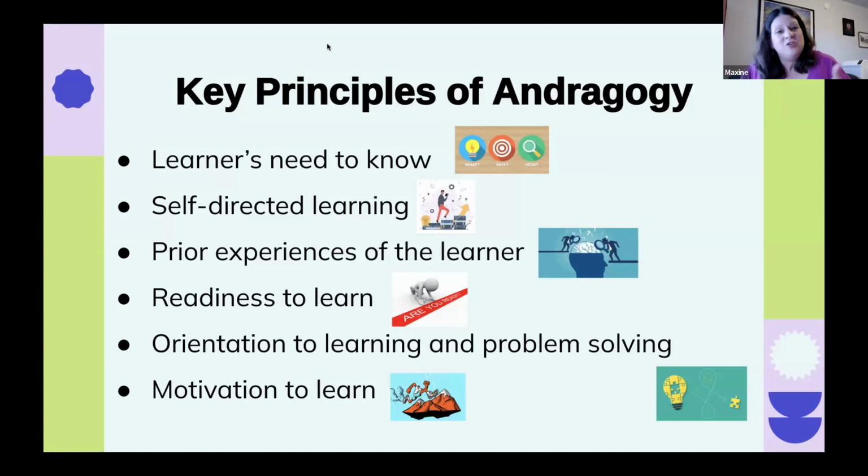Oftentimes, the more control that teachers or adults have on their learning, right? So that, why am I learning it? Oh, I got to choose what I'm learning. When we have multiple sessions at a conference, that's connecting to the learner's need to know because you're choosing where you want to go. That's the first principle.